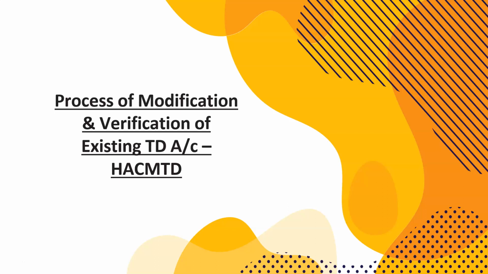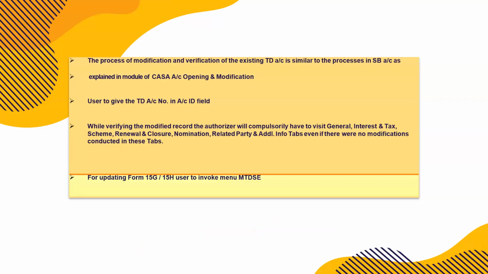Next is for extension modification. In the process of modification and verification of existing term deposit accounts, suppose someone wants to add a name, or wants to nominate, or wants to change the nominee, right? For savings and current it is HACM only, but in case of term deposit it is HACM term deposit TD here. For any addition of nomination, any change of nomination, any cancellation of nomination, addition, right, this has to be done here. So the process of modification, verification in existing term deposit is similar to the process of savings account.